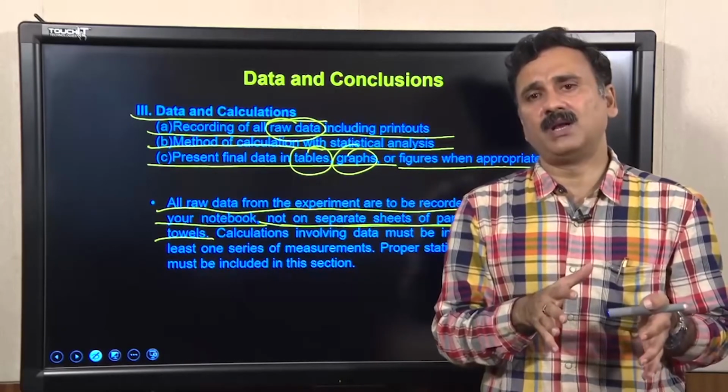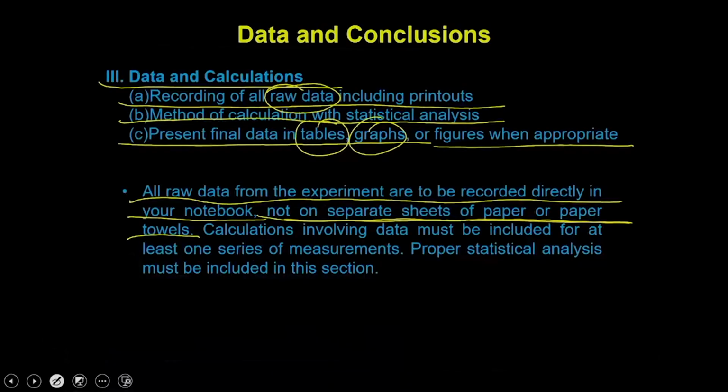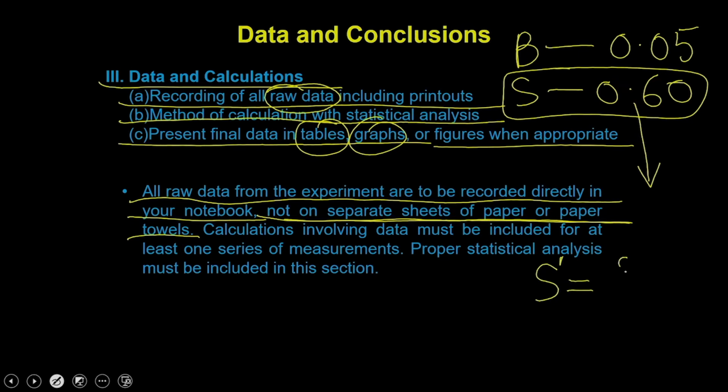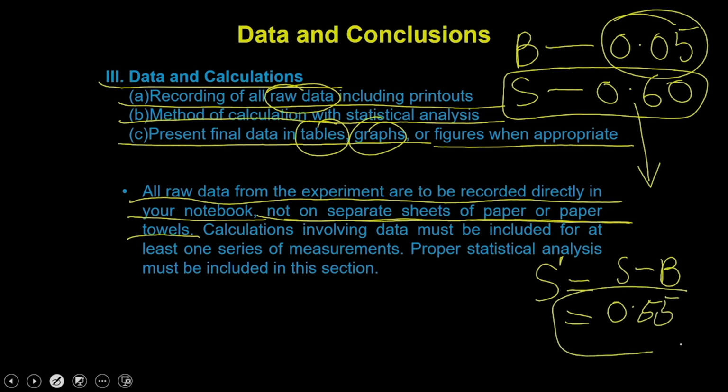What is meant by raw data is, for example, I am doing a protein estimation. When I did the buffer, I got a reading of 0.05, okay, and then I did the sample. That sample gave me a signal reading of 0.06. Now, this is the rough raw data actually, but if I want to get corrected data, what I will do is calculate S prime, which is S minus B, which means I am going to correct for the background information, which gives me 0.55, which is the corrected information.